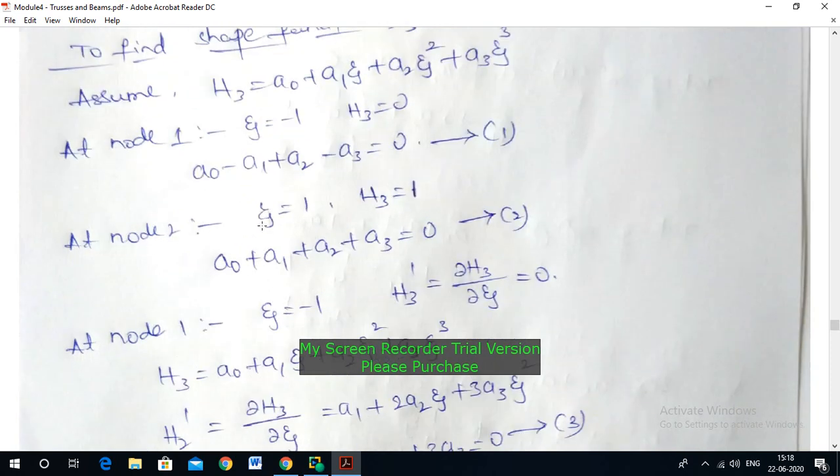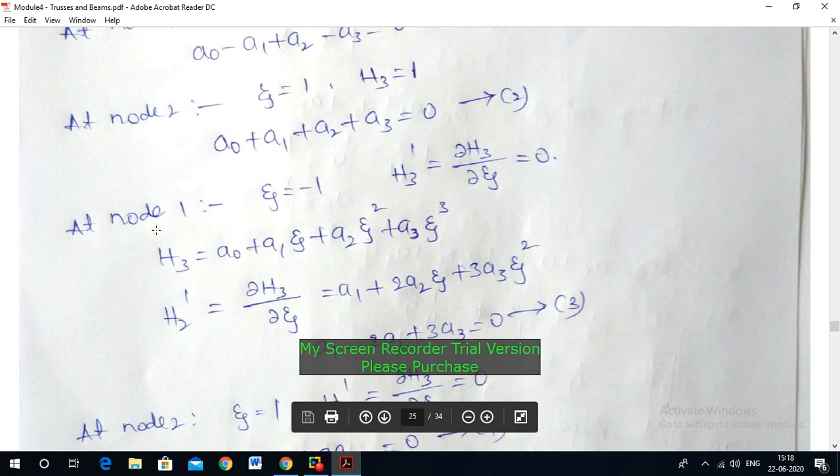And next, at node 2, from the table, apply the boundary condition for node 2. If zeta is equal to 1, s3 is always equal to 1. Therefore, substitute zeta is equal to 1 and s3 equal to 1 in the polynomial equation. I will get a0 plus a1 plus a2 plus a3 equal to 1. I call it equation number 2.